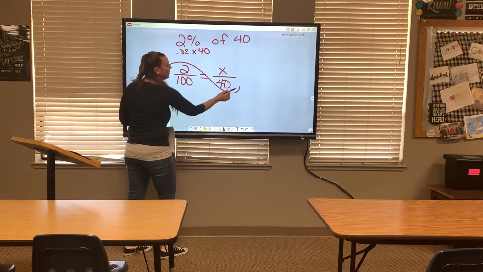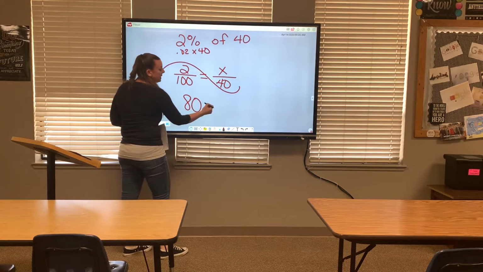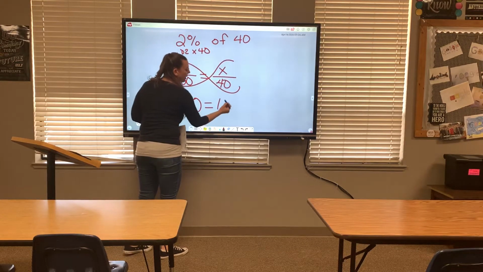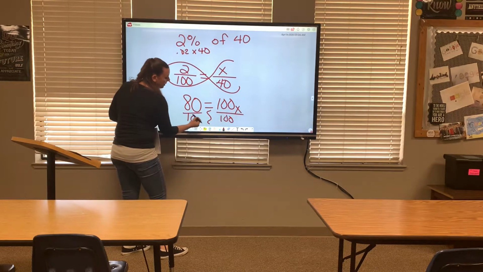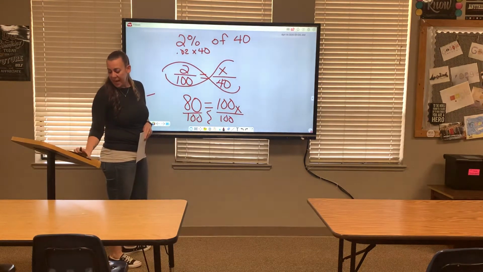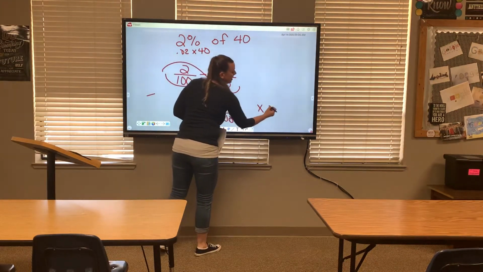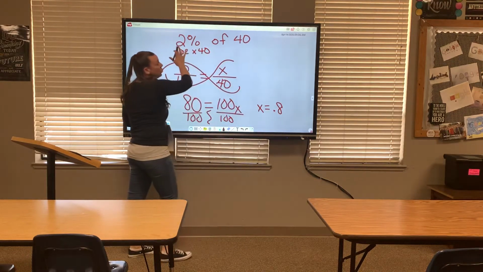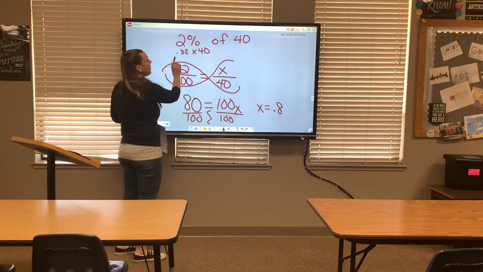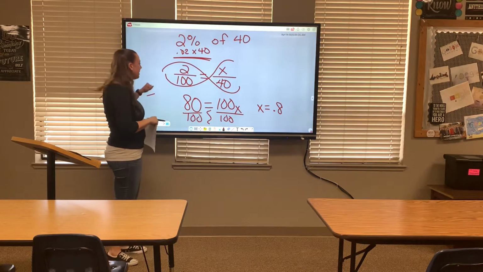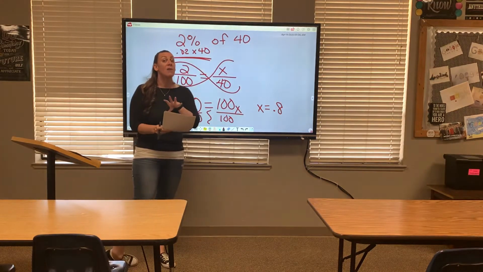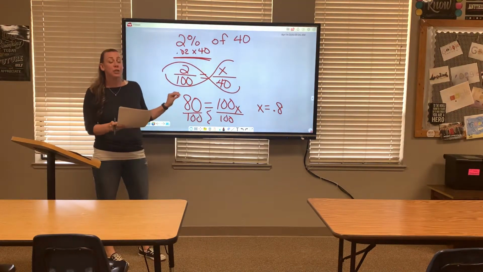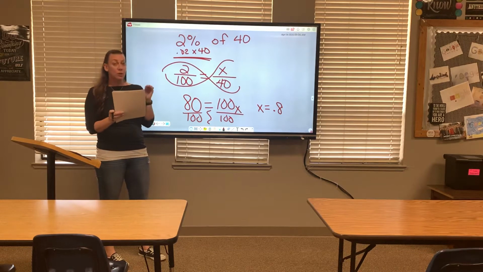So now I'm going to multiply like I did before. 2 times 40 is 80, and then 100 times X. Now I'm going to divide both sides by 100 to get that X by itself. Now I say 80 divided by 100. I should get 0.8. So that X is going to equal 0.8. What is 2% of 40? It's 0.8. Now, if I did 0.02 times 40, I'd get that same answer, but I want to be able to show the proportion. So for this section of your worksheet, I need to see proportions because it says specifically to use a proportion to solve it.